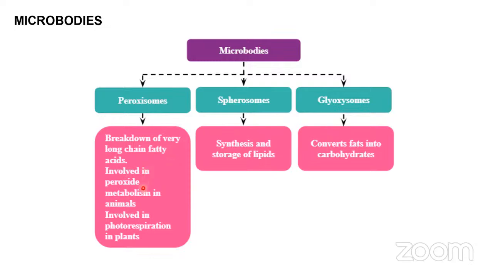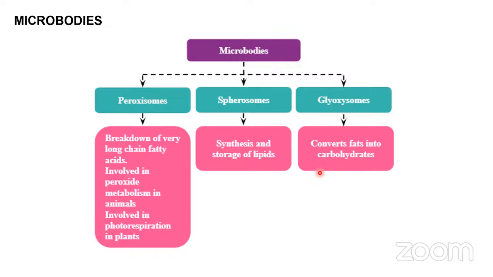They are involved in the peroxide metabolism in the animal cells, and they are involved in photorespiration inside the plant cells. Spherosomes help in the synthesis and storage of lipids, while glyoxysomes, as the name suggests, convert the fats into carbohydrates. So these are the 3 main types of microbodies present in the plant cells and the animal cells.